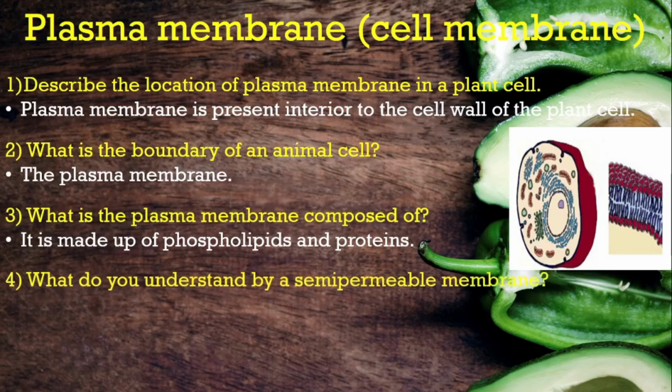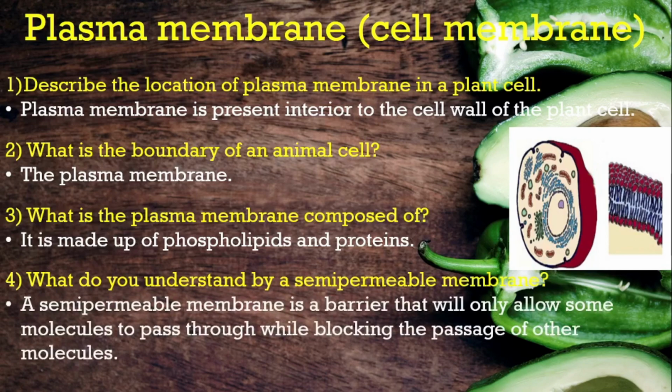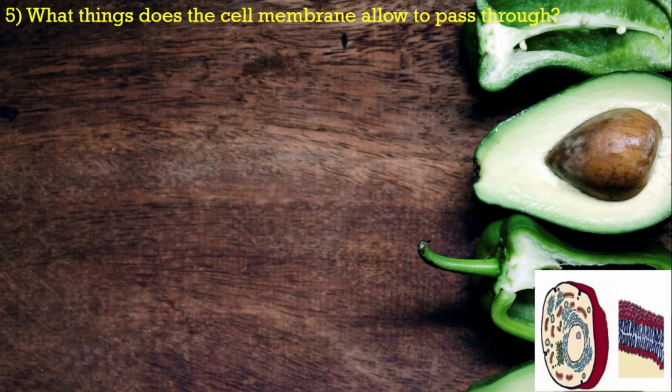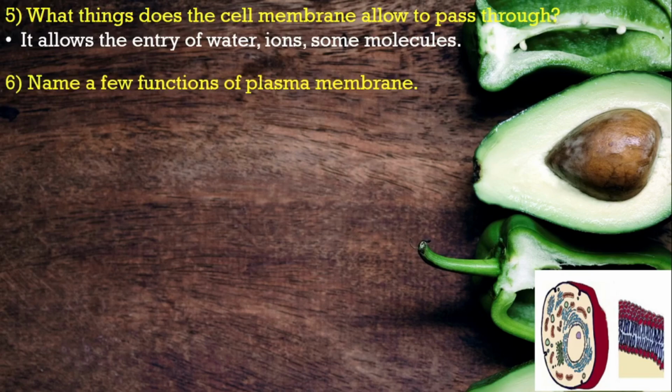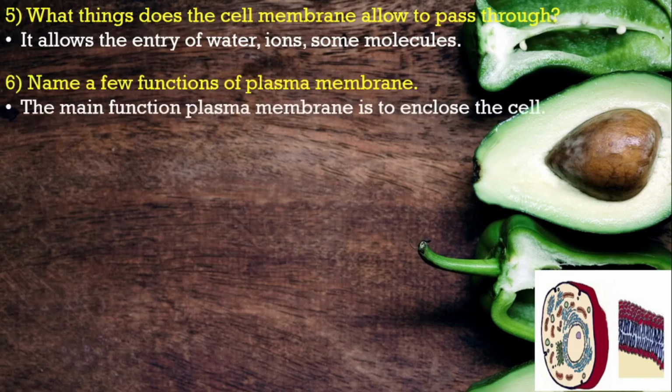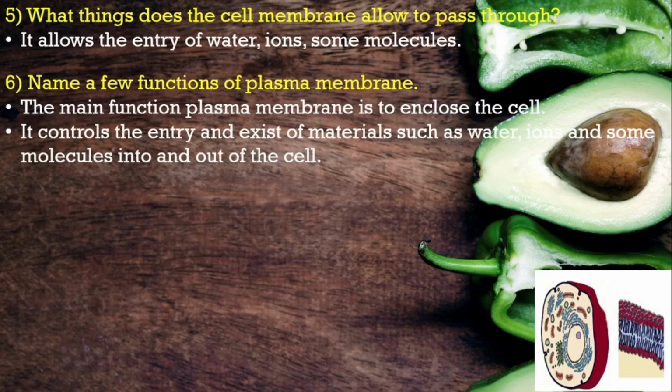What do you understand by a semi-permeable membrane? A semi-permeable membrane is a barrier that will only allow some molecules to pass through, while blocking the passage of other molecules. What things does the cell membrane allow to pass through? It allows the entry of water, ions, and some molecules. Name a few functions of a plasma membrane. The main function of the plasma membrane is to enclose the cell. It controls the entry and exit of materials such as water, ions, and some molecules into and out of the cell. Cytoplasm.